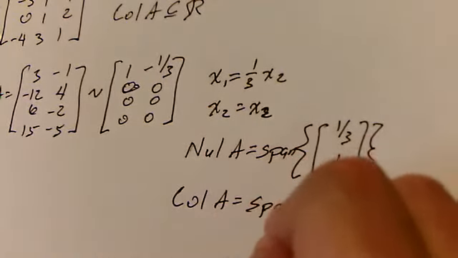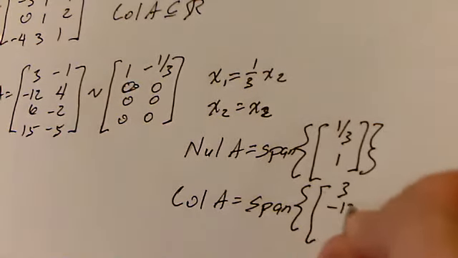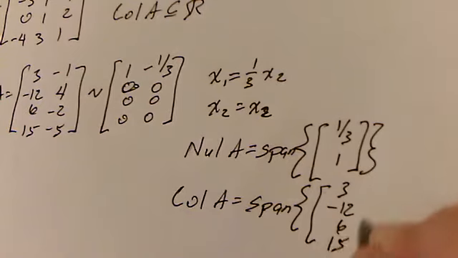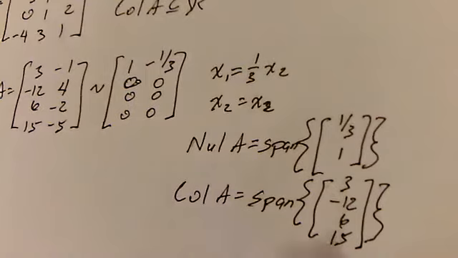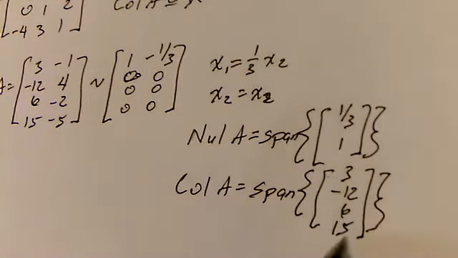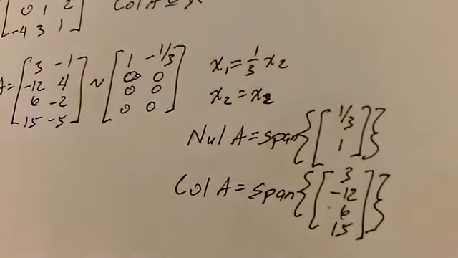Okay, in the column space here, I only have one independent column. That's the first one. So that is 3, -12, 6, and 15. Okay, so if I'm going to find a vector in the column space, it better be a multiple of this vector. If I'm going to find a vector in the null space, it better be a multiple of that vector.